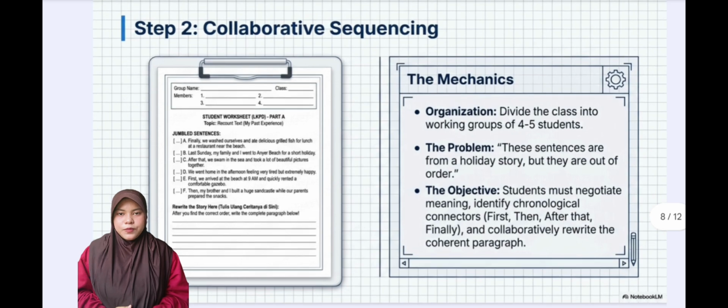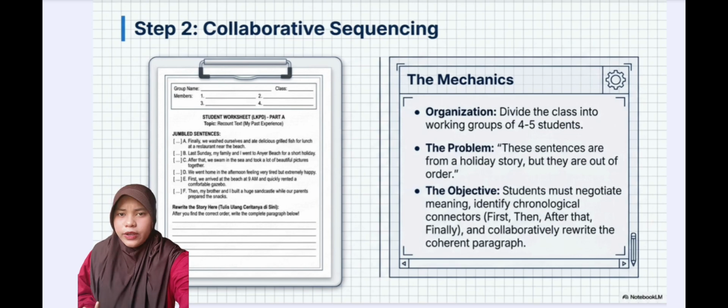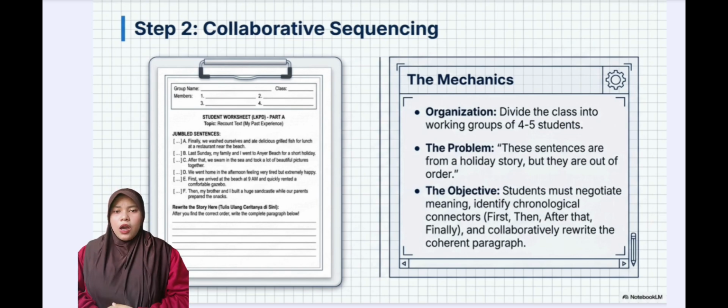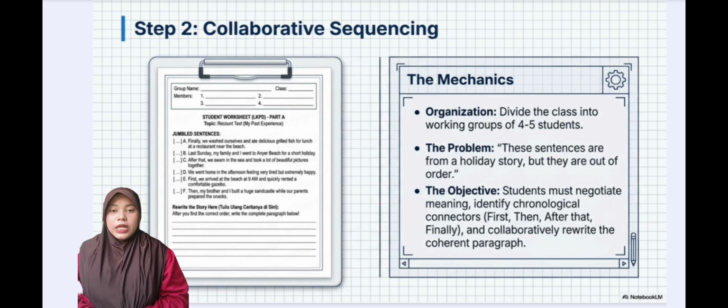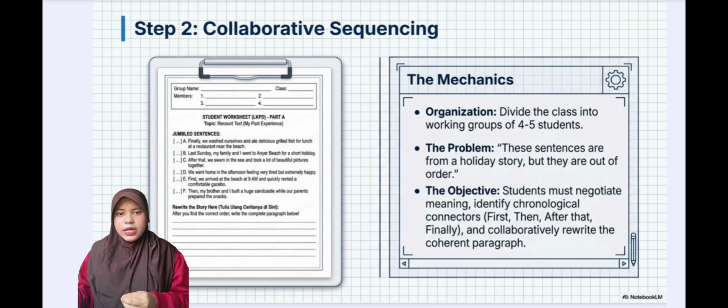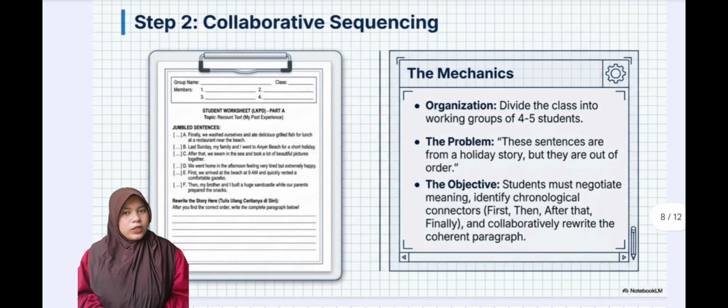Okay, the next step is step 2, collaborative sequencing. Students are divided into groups of 4 or 5 and they are given an authentic problem: sentences from a holiday story that have been scrambled on their worksheet. Their task is to negotiate meaning, identify chronological connectors such as first, then, after that, and finally, and collaboratively rewrite the paragraph in the correct sequence. This single activity simultaneously develops three capacities: logical thinking, group communication, and awareness of textual cohesion, all at once.